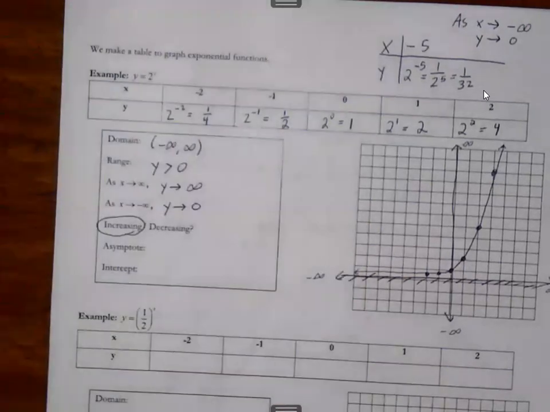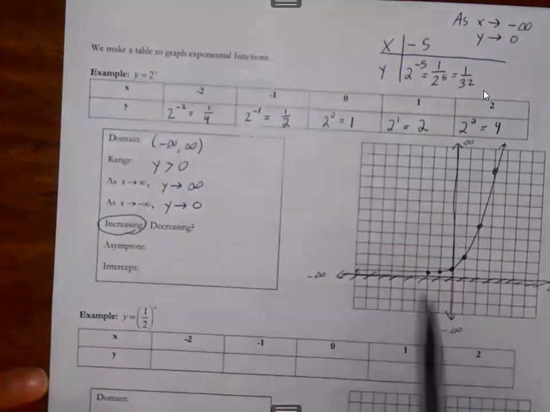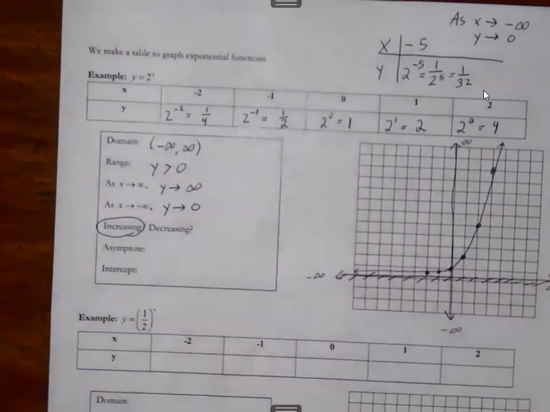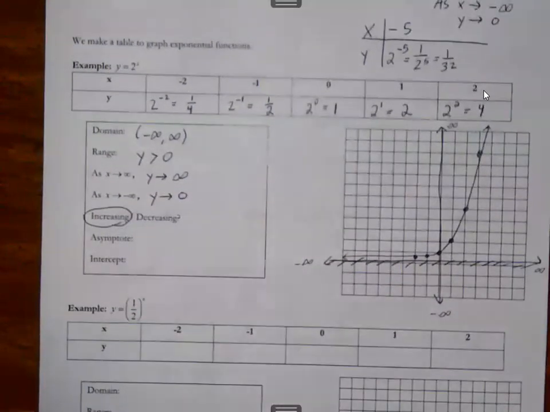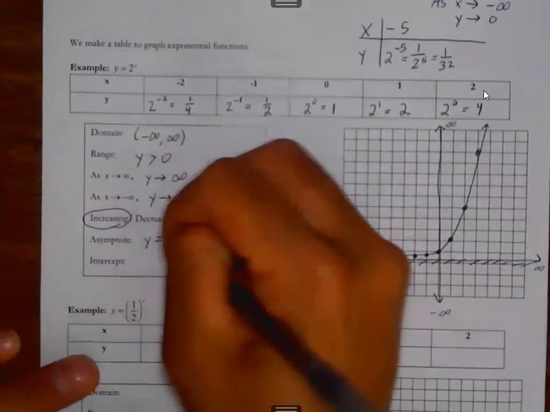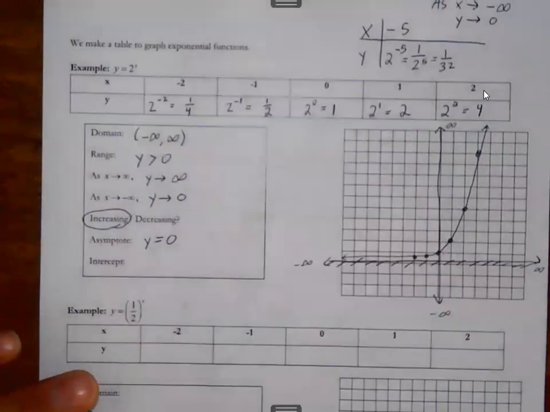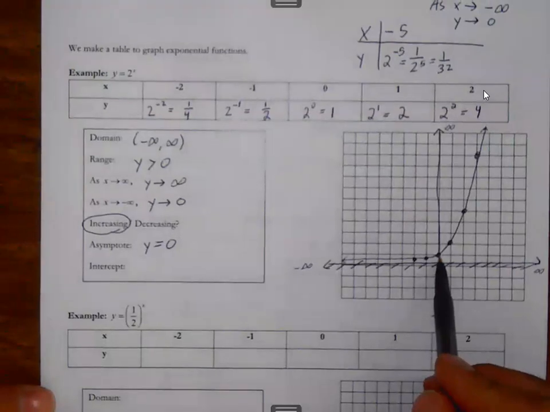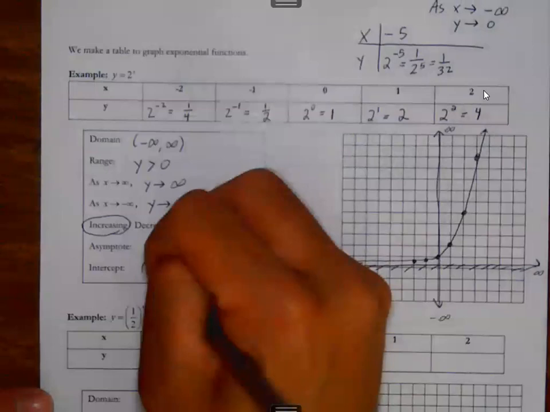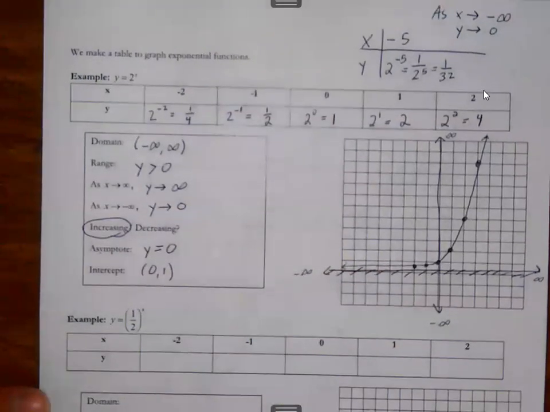And the asymptote is this dotted line right here, which is the x-axis, which is a horizontal line that you could describe as y equals 0. And then the intercept is just the y-intercept. It's not going to have an x-intercept because it's never going to cross the x-axis. So the intercept is just 0, 1.